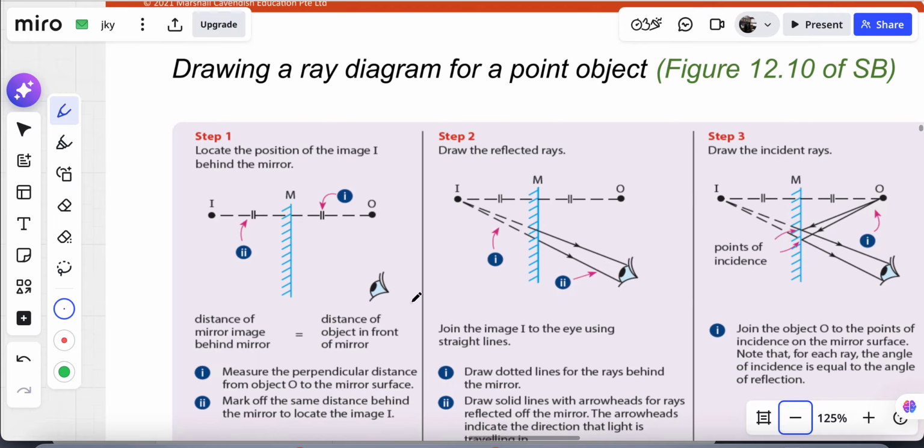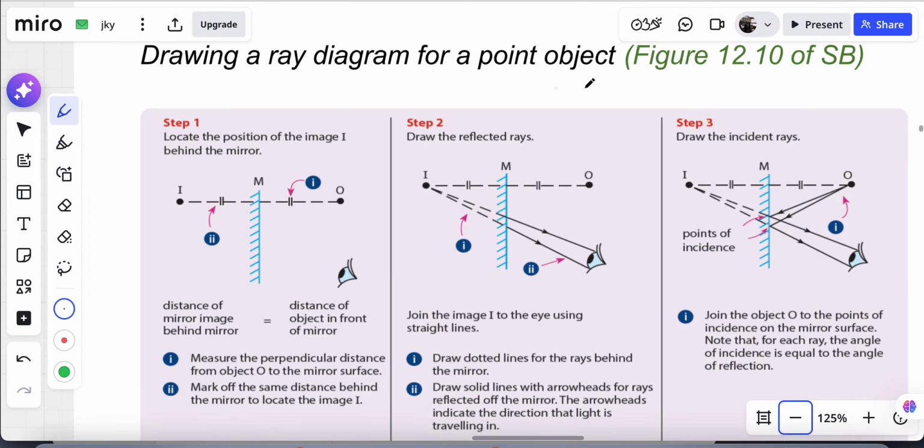Now let's take a look at drawing a ray diagram from a point object. Let's say the object is here. You draw two rays to this place. They will be reflected to the eyes, and then the image will be formed behind the mirror with broken lines. See, this is the second point, the object. If you have the object here, the image will definitely be the same distance away. That's the first thing you note.